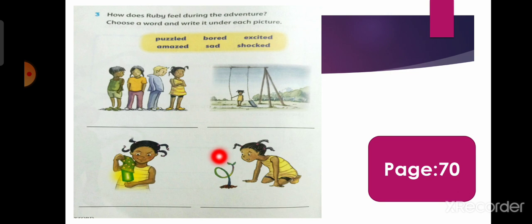Here she is sitting on the ground and yes, can you tell me? She's amazed or puzzled? You are right. She is amazed to watch the multicolored shoot. She is amazed here. So you will cut the word amazed and write here on this line. She is amazed. Amazed means greatly surprised. You have to write amazed on this line.